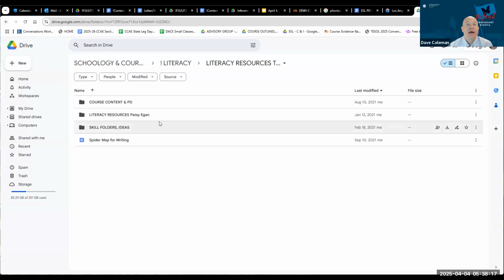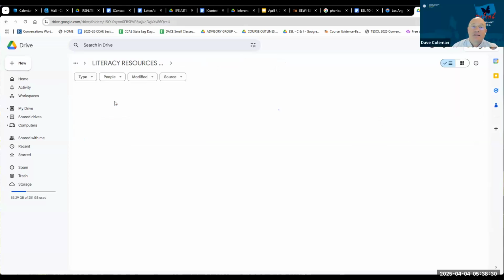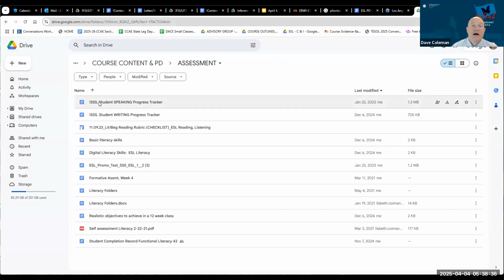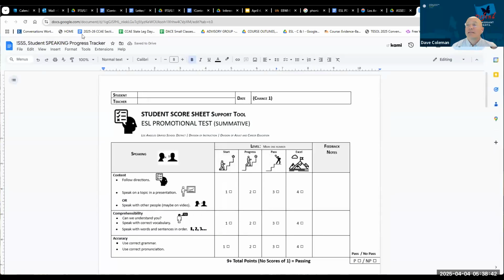Literacy resources. Okay, literacy resources. I think I sent this to you in the email. Does it look familiar at all? Yeah, these top two folders are the great ones. Course content. So you can see there's assessment and we have the student score sheet. But let's not worry about that right now.